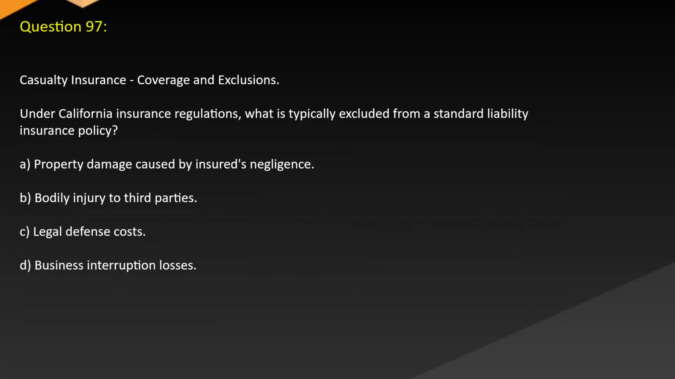Question 97. Casualty insurance. Coverage and exclusions. Under California insurance regulations, what is typically excluded from a standard liability insurance policy? A. Property damage caused by insured's negligence. B. Bodily injury to third parties. C. Legal defense costs. D. Business interruption losses.